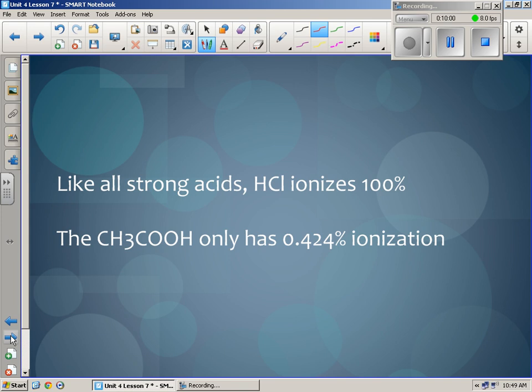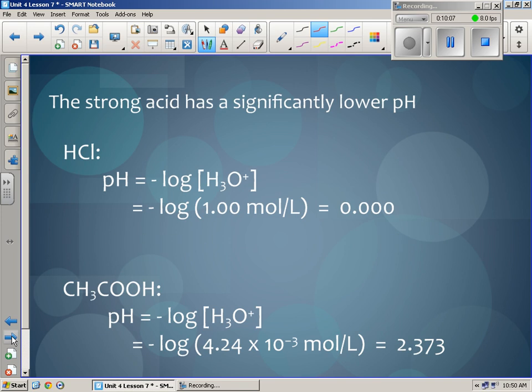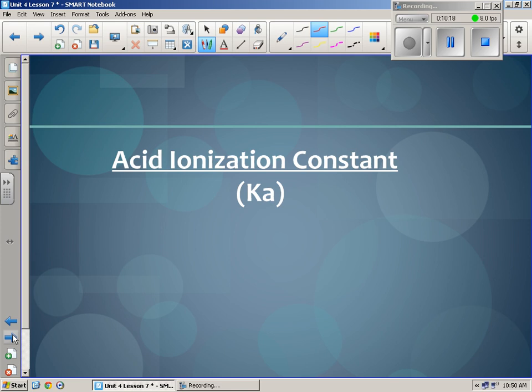Acetic acid, only about 0.424%. Very little breaks up. All right? So, if I calculate both of those pHs, that's the comparison we would have there between those two. Okay? 0 to 2.373. So, now we're going to talk about the acid ionization constant.